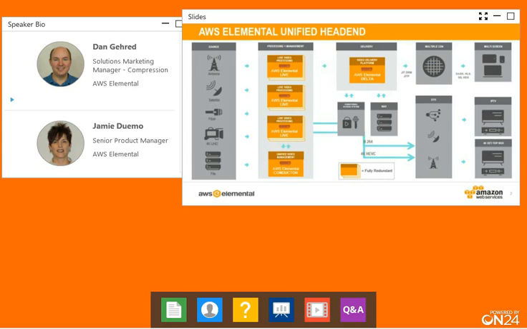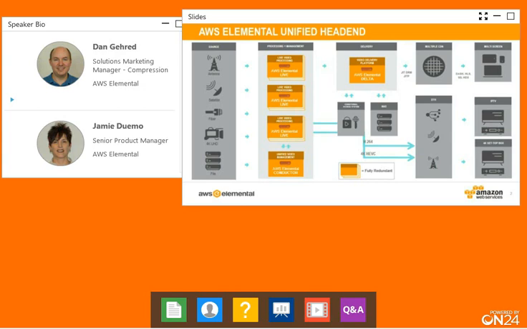And the teams that used to have to support and manage equipment within your company can now focus on innovation. They can really think about things like testing new services and trying out new features with customers. So that's a great result of moving to Unified Headend.